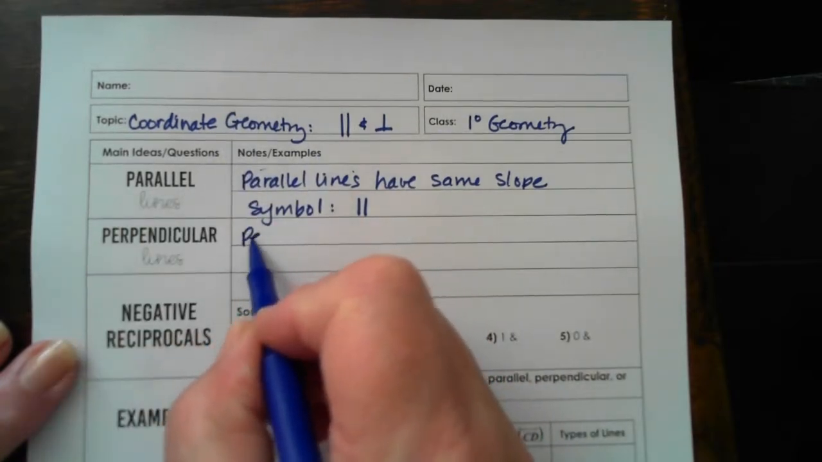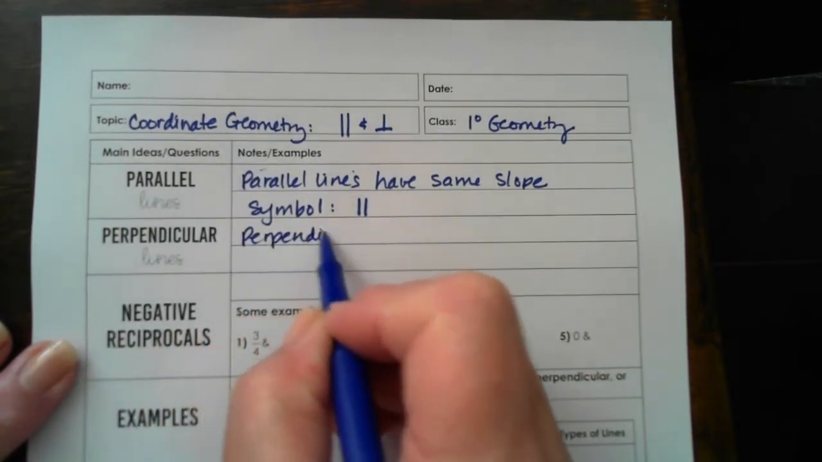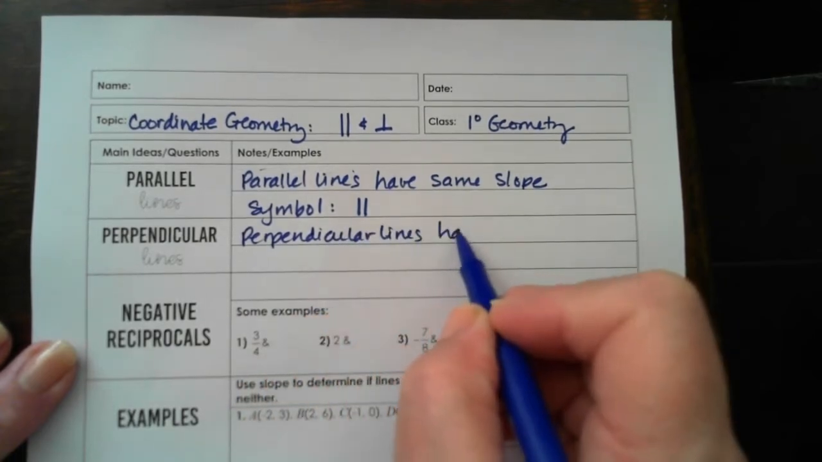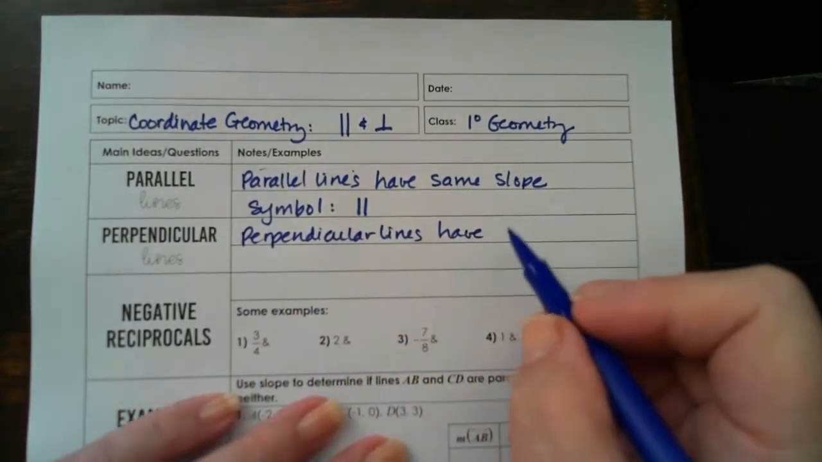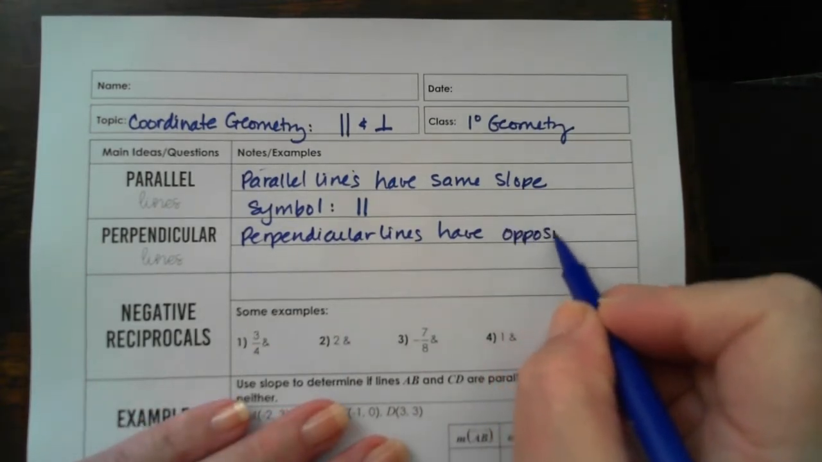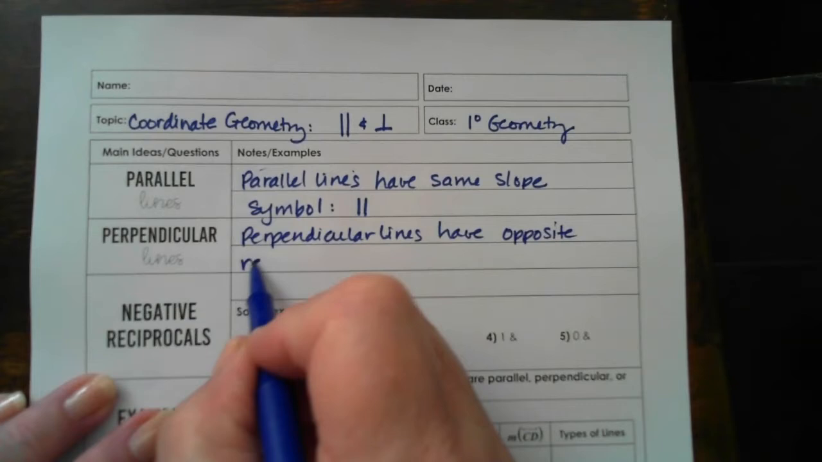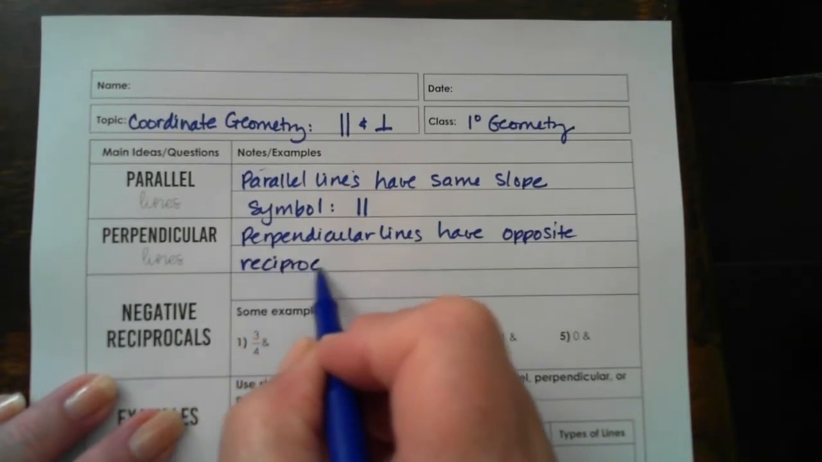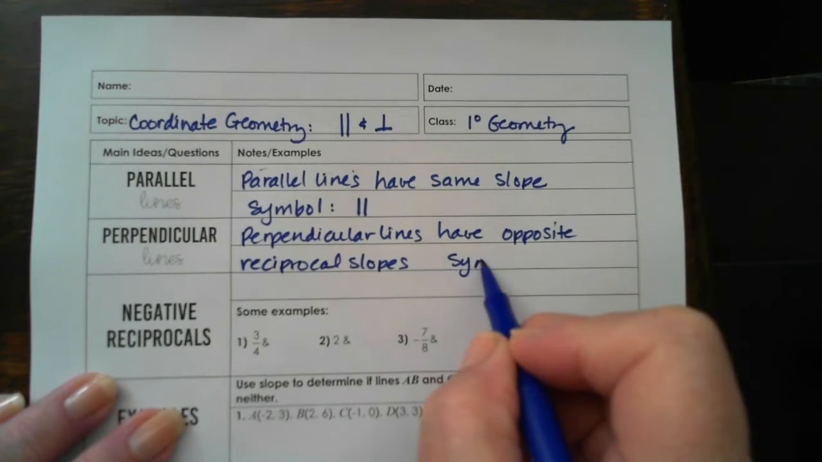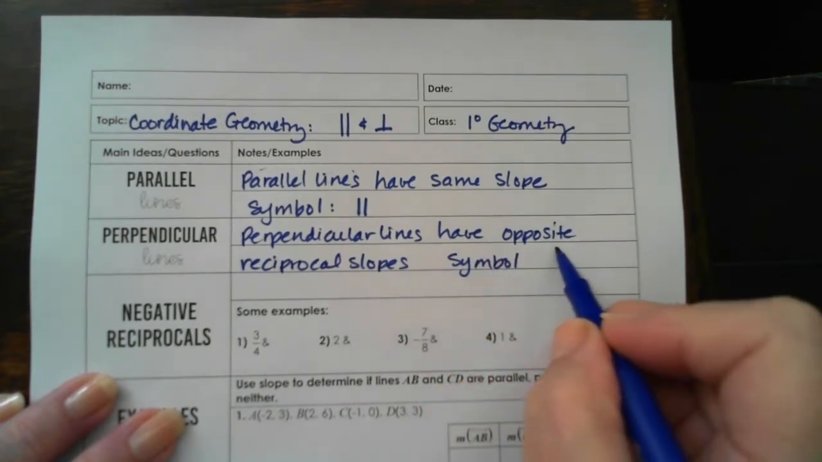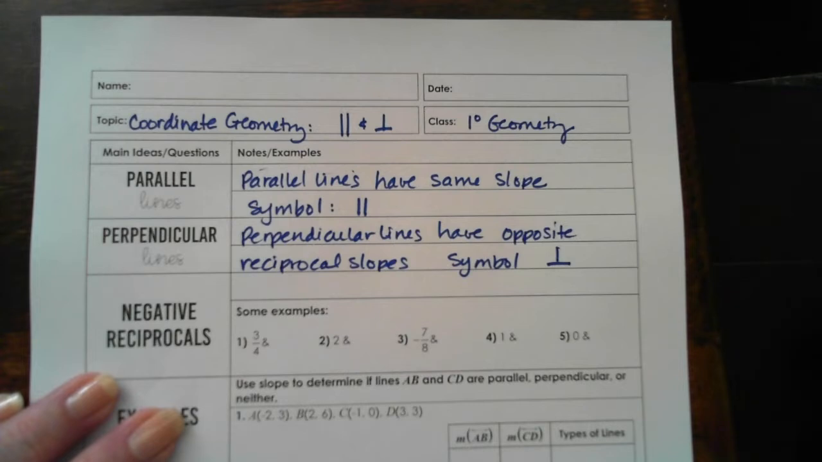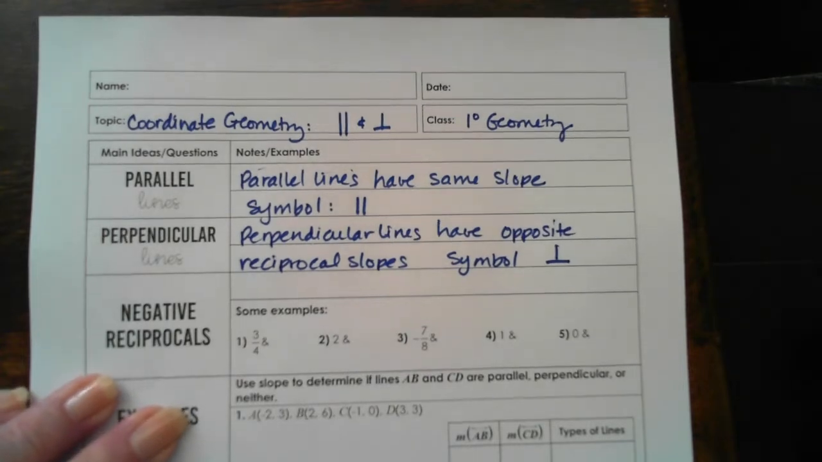Perpendicular lines have, now sometimes you hear the word negative, but I prefer you to write the word opposite reciprocal slopes. And the symbol is perpendicular. So what do we mean by opposite reciprocal? And that's what we're going to do here.